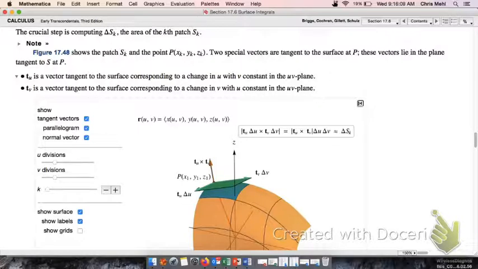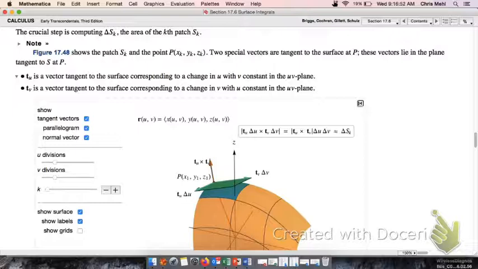So what you can do is, T sub u is going to be a vector tangent to the surface in the u direction. T sub v is going to be a vector tangent to the surface in the v direction. And then we're going to scale those with delta u and delta v. So Tu delta u would be the width of that rectangle sitting above that patch, and Tv delta v would be the height, length, width, whatever you want to think of it.